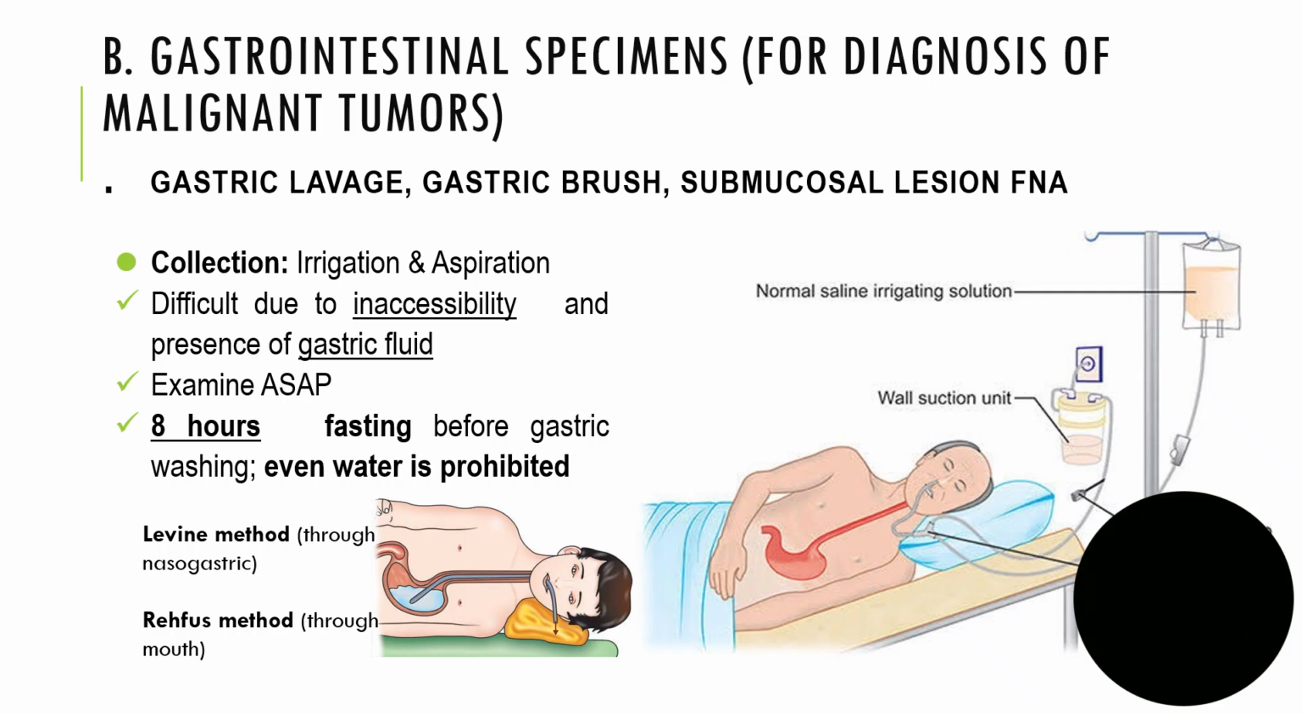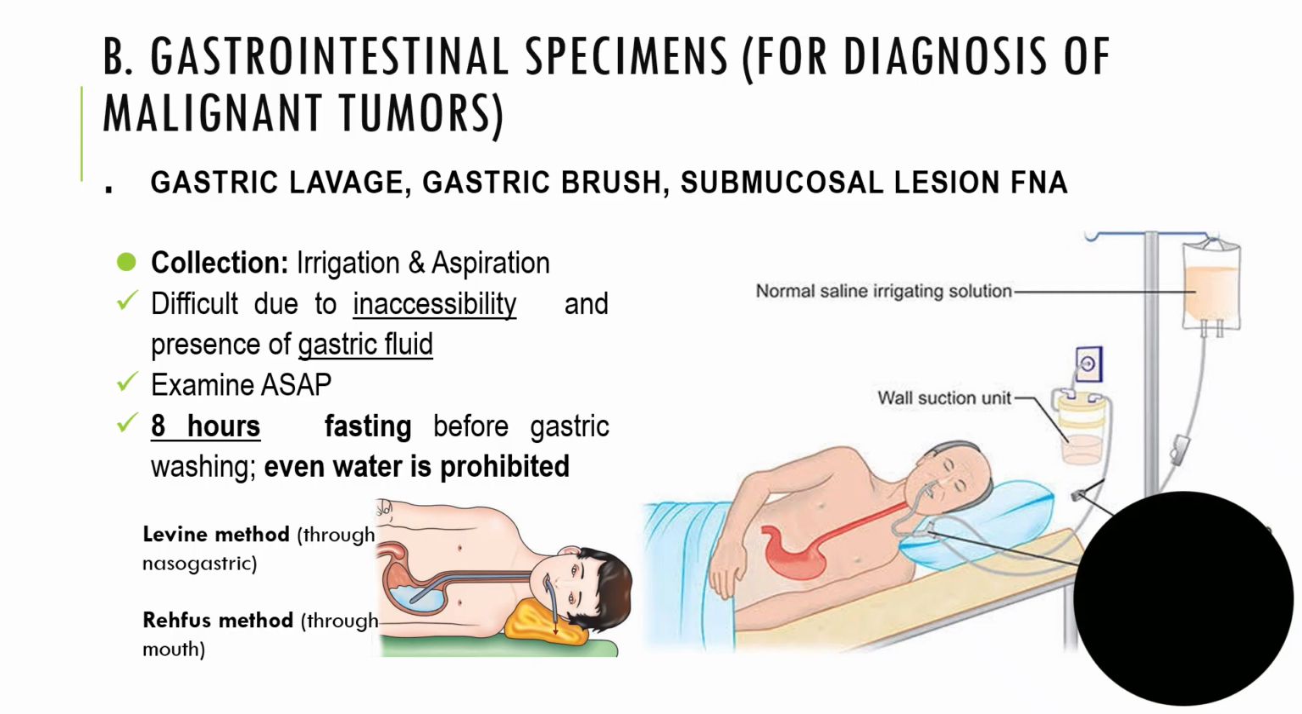So why is GI cytology difficult? We have two reasons. First, the inaccessibility of certain regions of the GI tract, and second, the presence of gastric fluid, which contains hydrochloric acid and digestive enzymes that can rapidly destroy cells. This is why specimens must be examined as soon as possible.